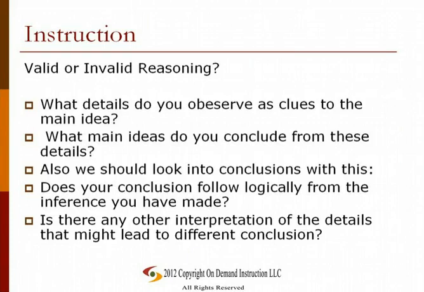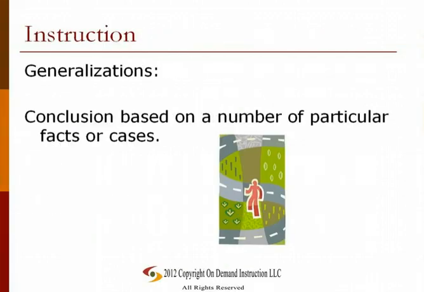What details do you observe as clues to the main idea? What main ideas do you conclude from these details? Also, we should look into conclusions with this. Does your conclusion follow logically from the inference you've made? Is there any other interpretation of the details that might lead to a different conclusion?